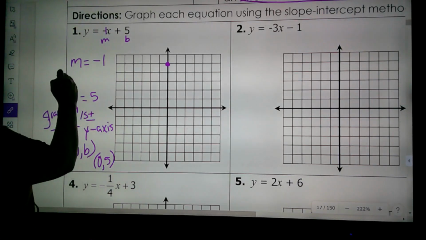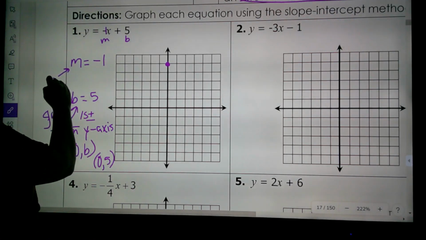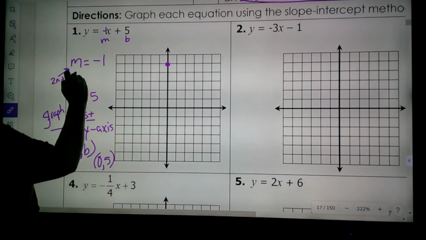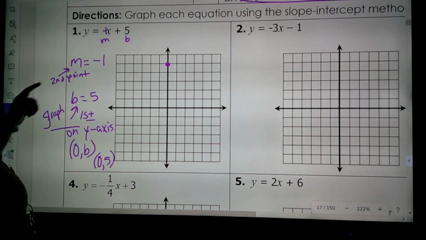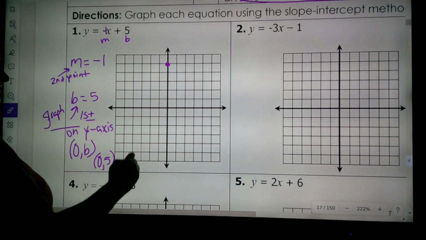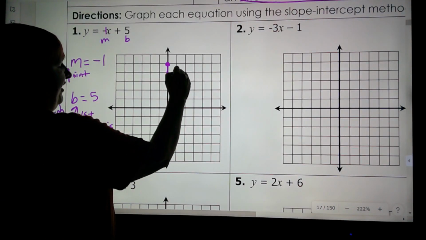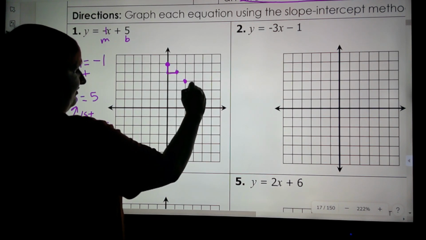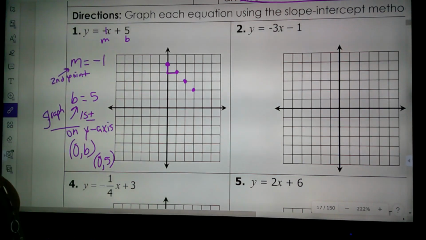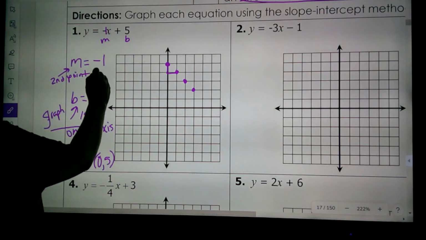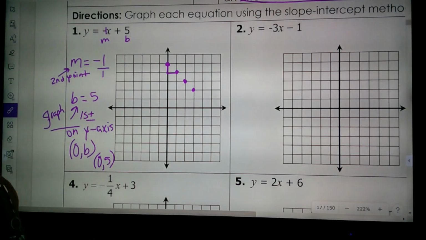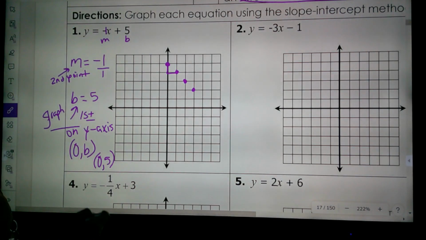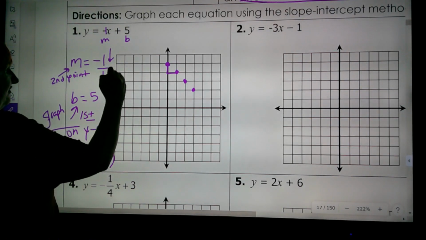This is your second point. This is directions to your second point. -1 means you're going to go down 1, right 1. Put a point. Down 1, right 1. If you ever have to go backwards, remember I told you it's a fraction.